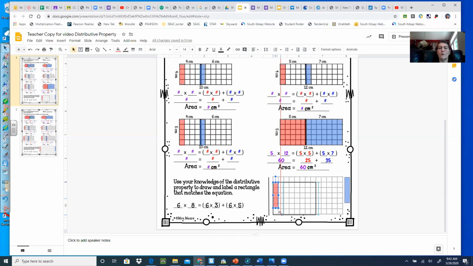Okay, now I've got my 6 rows. 6 rows of 3. So that goes there. And then this guy needs to be 6 rows of 5. And then you're going to take this dark line and put it like that. Okay. So when you turn yours in, it needs to look like that.